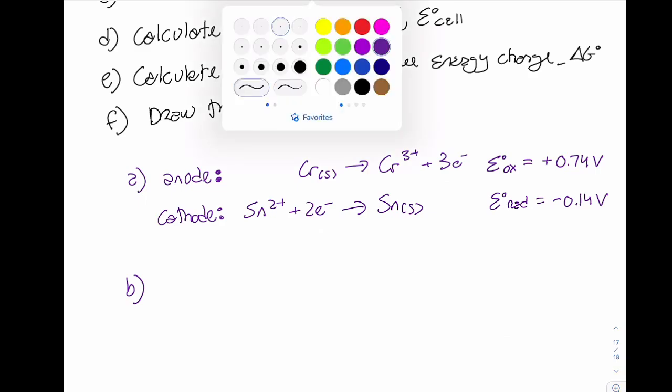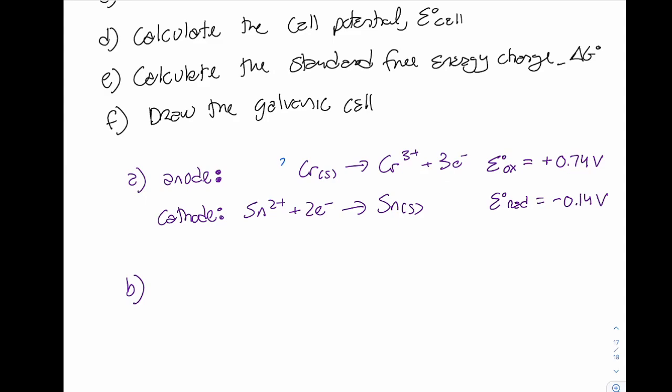So I'm going to multiply the top half reaction by 2. So I'm going to have 2 chromium solid, 2 chromium 3 plus, and then I'm going to have 6 electrons. I'm going to multiply the bottom equation by 3. So 3 tin, 6 electrons, and then 3 tin solid. So 3 tin 2 plus. And then we'll add those together. And I will get 3 tin 2 plus, 2 chromium solid. Our electrons cancel out, going to 2 chromium 3 plus, 3 tin solid.